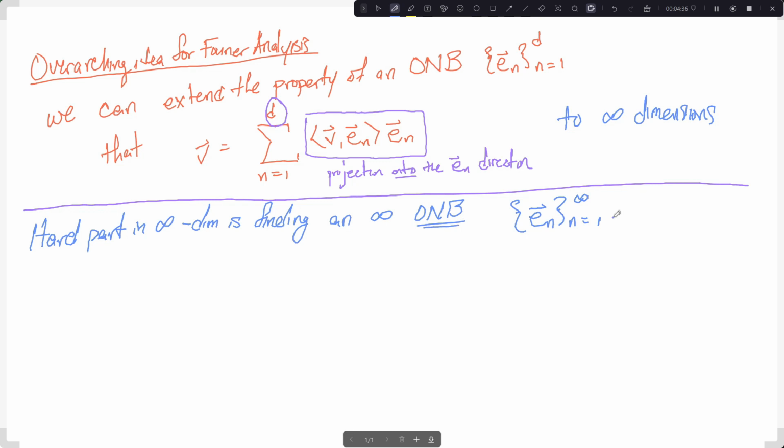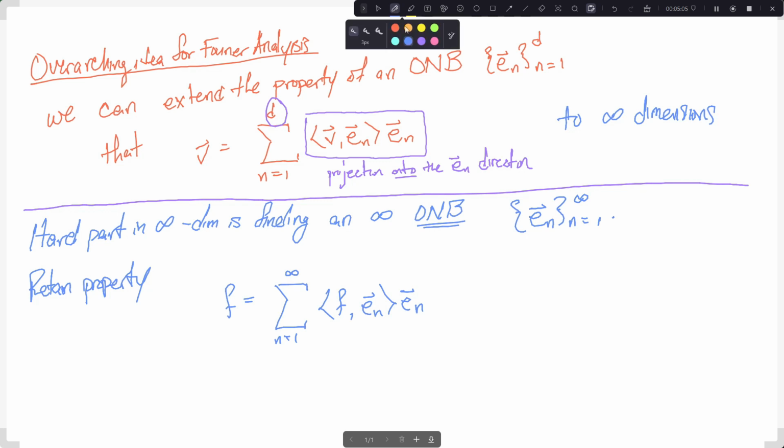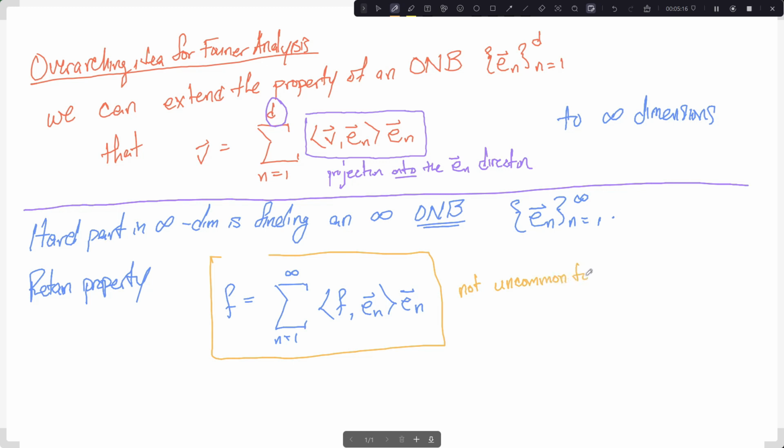But we still retain the property, that maybe for a function, because we want to think about functions as just infinite dimensional vectors, we retain this property where if we add infinitely many projections, we actually recover our original function. And it's not uncommon for this to be referred to as a Fourier series. So a Fourier series.